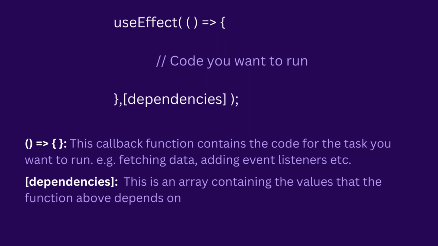If the array is empty, that means the callback function is only called once. That is on initial render. But if it contains some values, this means that the function will be called or re-rendered every time these values change. Now that we know what the useEffect hook is and how it is declared, let's move on to another important aspect of this hook, which is the cleanup function.